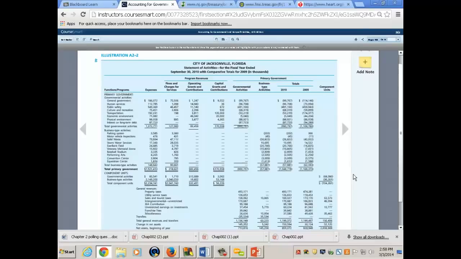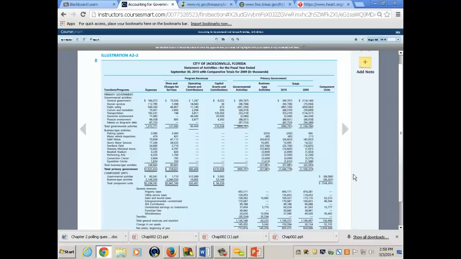But do you see that expenses and program revenues? Expenses minus program revenues equals what? That net which is shown under governmental activities. Everybody see that? Expenses minus those 3 items, which are program revenues, gives you the net.